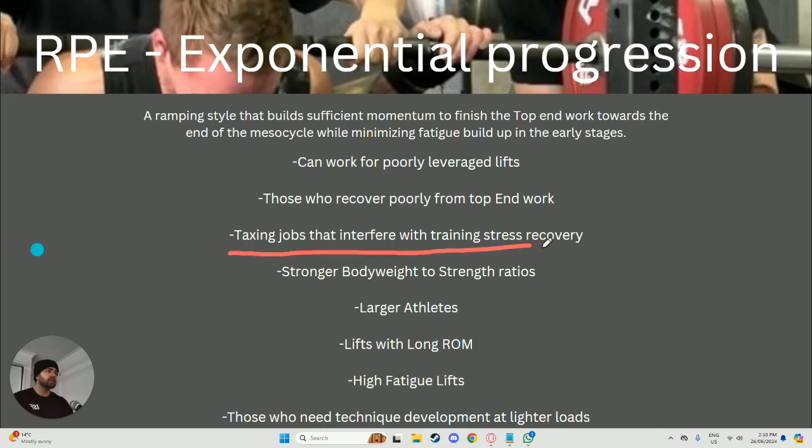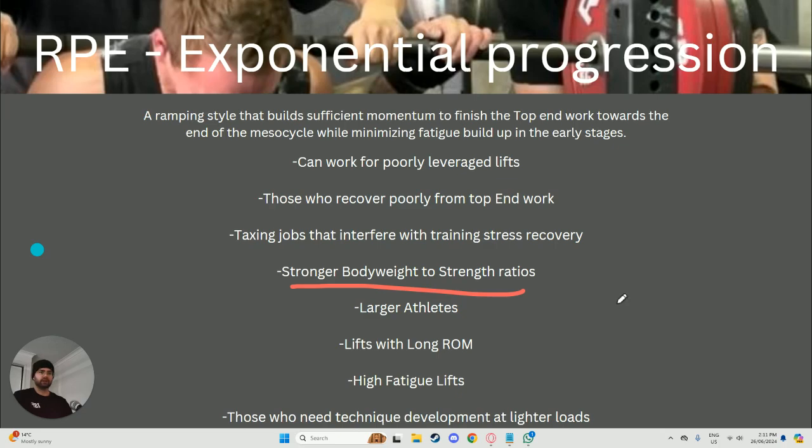Those with taxing jobs that interfere with training stress recovery. If you are jackhammering every other day, you might not be able to train as much at a consistently high intensity level week to week without accumulating too much fatigue because your job already has so much training stress placed upon you. Those who recover poorly from top end work. There are just some folks that after they get past 85-90% of the 1 rep max, they take a lot of fatigue away from that. So this can work a lot better for those sort of people because it gives them opportunity to build momentum before they hit those higher percentages, and then we go straight back down.